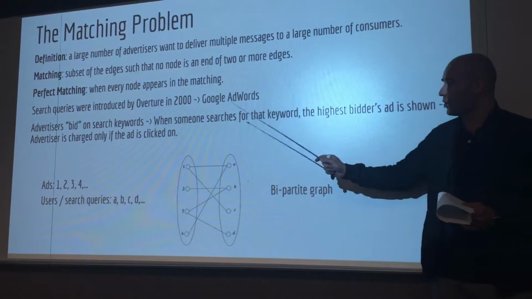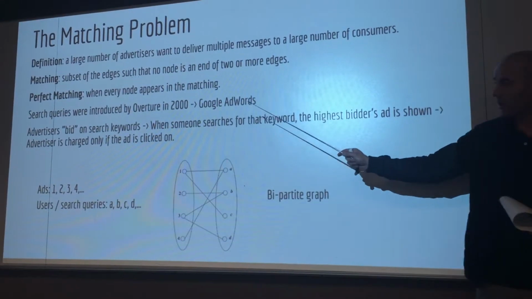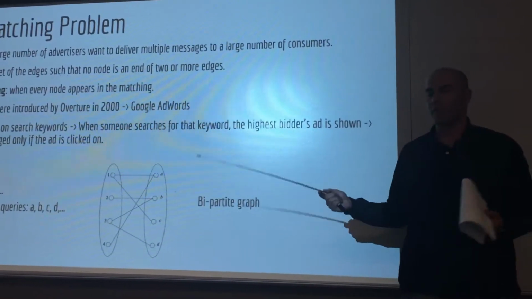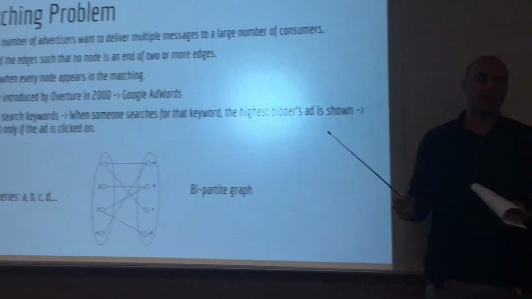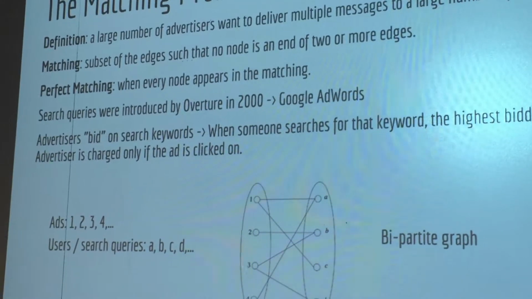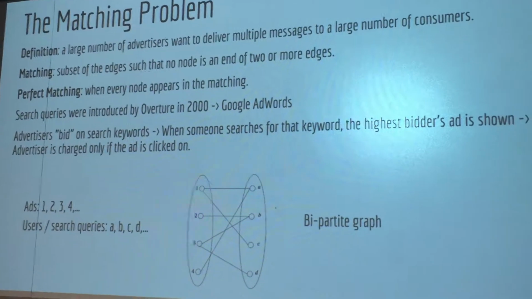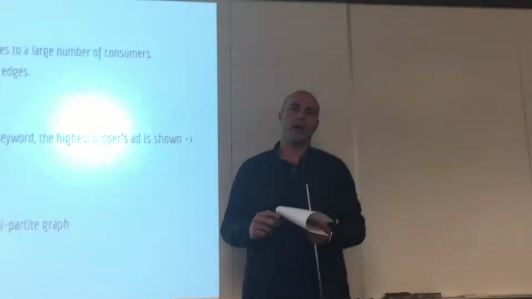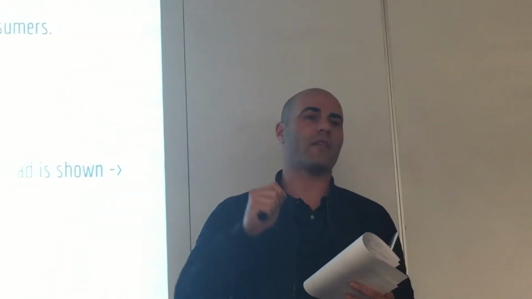I don't know if you're familiar with Google AdWords, but Google AdWords came after Overture in 2000. They were kind of the creators of the concept, and Google AdWords took it to the next level. Basically the way it works, advertisers bid on search keywords, and what bid means here is that advertisers set something called the maximum cost per click, max CPC, okay? It's saying every time somebody clicks on this ad that links to my page, I'm going to pay $1.